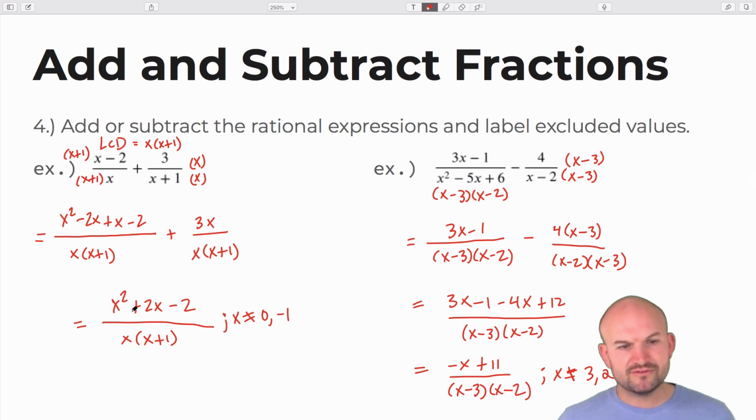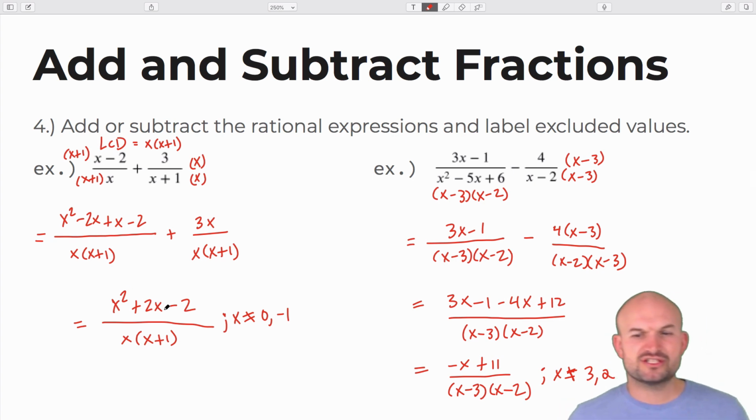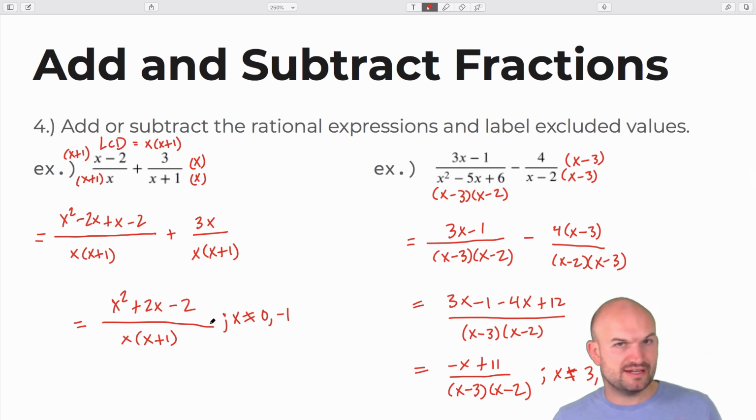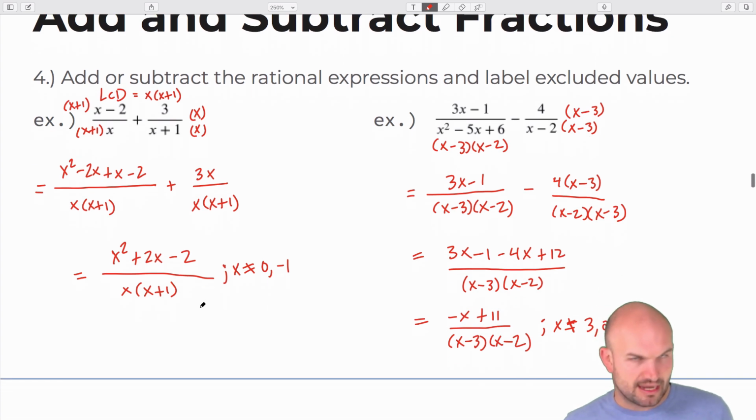Now, there's nothing really you can factor out here. I can't factor this numerator, so I'm just going to leave it as that. But it could be something to factor out either way. So that's always just something to check, look for. If it is factorable, then that's something you want to simplify one more time. But in this case, that wasn't the scenario. And then I just find the excluded values, which is basically the values that make my denominator equal to 0. Which is 0 and negative 1 in this case.